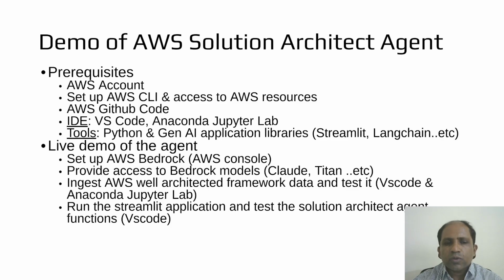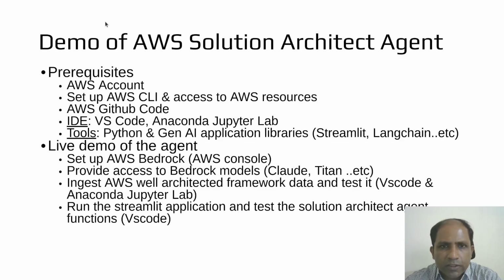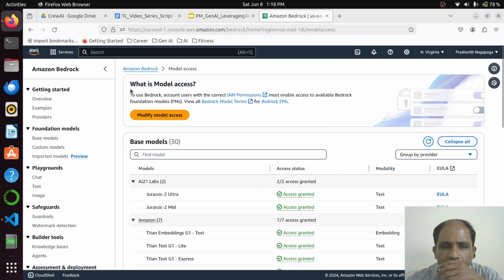You can use any IDE of choice, but I've gone with VS Code and Anaconda, and I'll be using VS Code for this demo. There's also Python and other libraries that are required. Once you have all this set up, you need to set up AWS Bedrock using the AWS console, which is where you need to provide access to the various models.